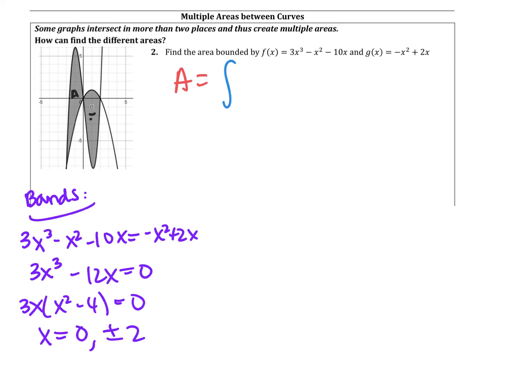So thinking about this as our area, we're going to have two integrals. The first integral is going to go from the smallest to the middle bound, and the second from the middle to the second bound. Now we need to figure out what's going on with our integrand.